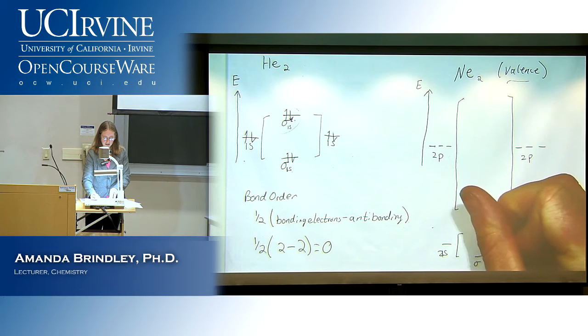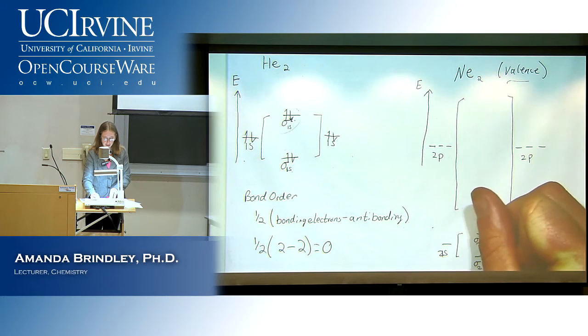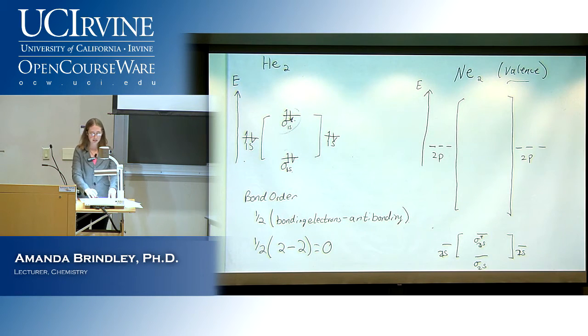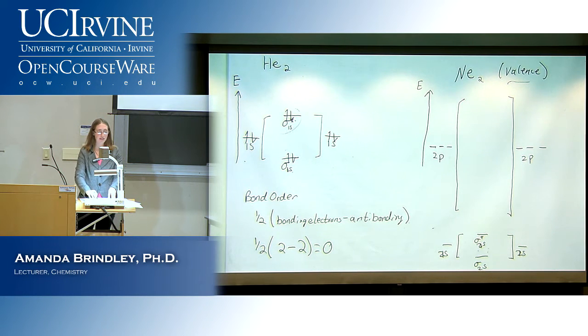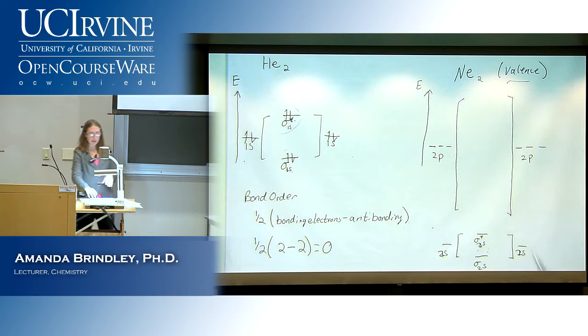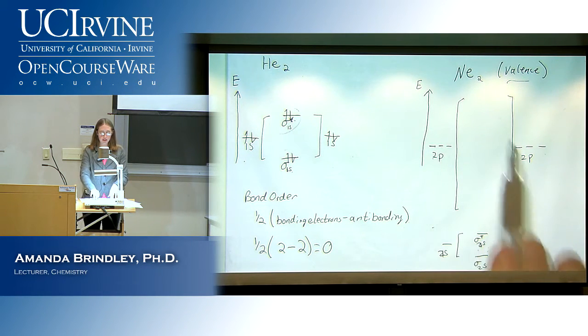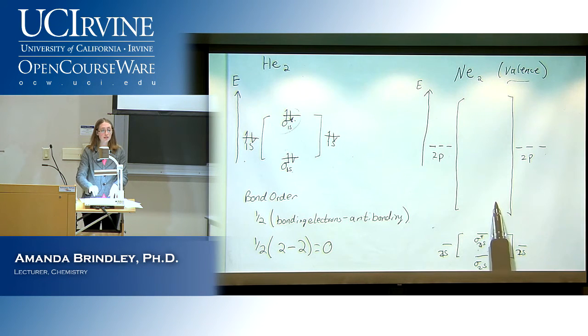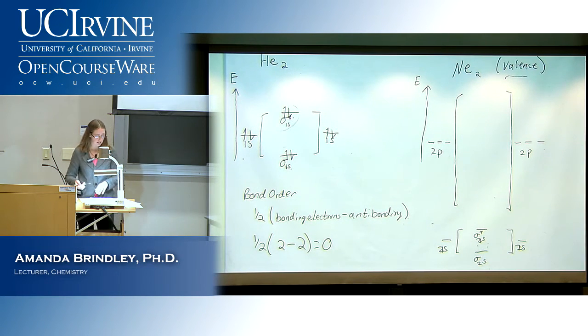Sigma and sigma star with the 2s labeling on the bottom. Since I realize it's getting small, 2s and 2s is down there. Okay, now we have to make some decisions. When we come up here, we know that we're going to have how many molecular orbitals? Six. But we have to make a decision about which one's going to be the lowest. Is the sigma going to be lower or is the pi going to be lower? In this case, it's the sigma, right?